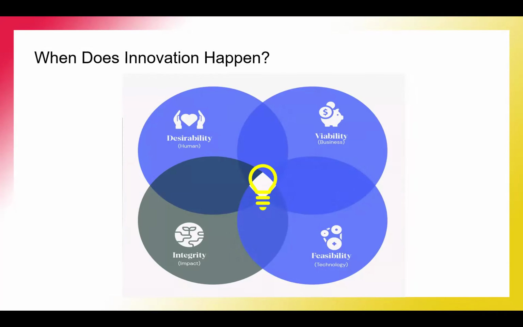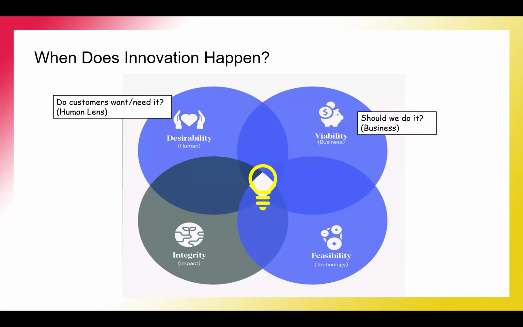So when does innovation happen, since this is an innovation challenge? It happens at the intersection of these four lenses. The first one is called desirability, which is: do customers want it or need it? The second one is viability, also called the business lens. Should we do it? Can it be profitable? Is there a business model to support it?